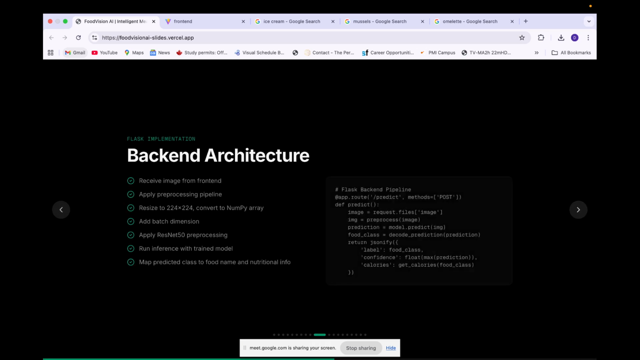Then we have the backend architecture, which Dhruv is going to be speaking about. Now I'll talk through the backend architecture that connects the model to the web app. We implemented the backend in Flask, which is responsible for receiving the image from the front end. Then it applies the pre-processing pipeline, runs the trained model for inference, maps the predicted class to the food name and its nutrition value, and returns a JSON response with label, confidence, and calories.